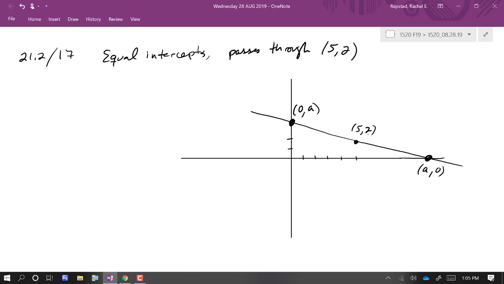Close. Is that negative 1, right? It's because it's going downward, right? So it goes down and then over. So we know that the slope is -1.